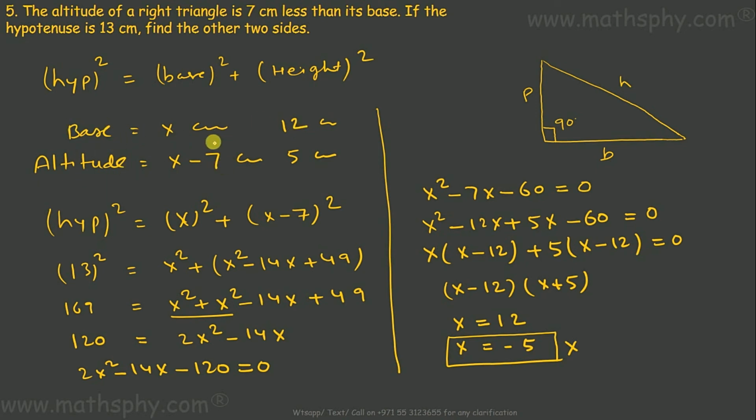Altitude is 7 centimeters less than the base. Base is 12, so 12 minus 7 gives you 5. So the base is 12, height or altitude is 5, and the hypotenuse is already given, which is 13 here. That's the answer: 12 and 5.